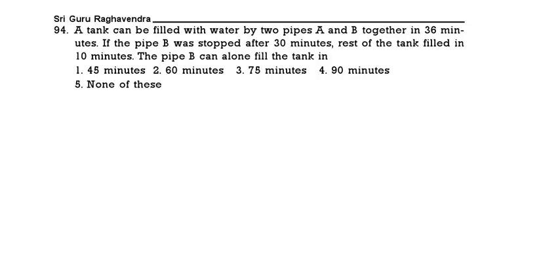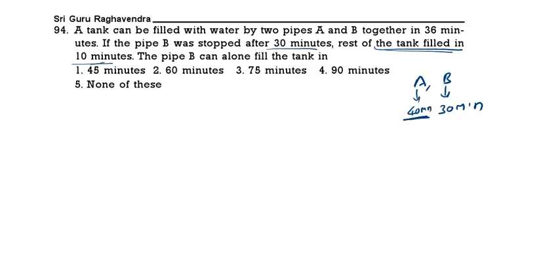Next, a tank can be filled with water by 2 pipes A and B in 36 minutes. If B was stopped after 30 minutes, the rest of the tank is filled in 10 minutes. That means A and B are working together for 30 minutes, but A keeps working after B is closed for 10 minutes. So A is working for 40 minutes.